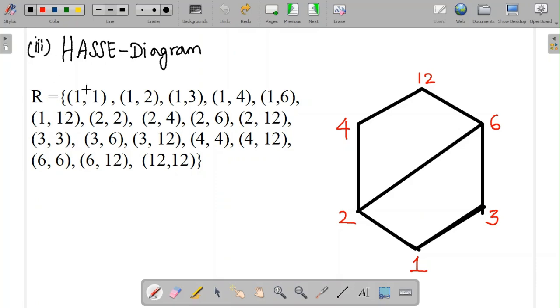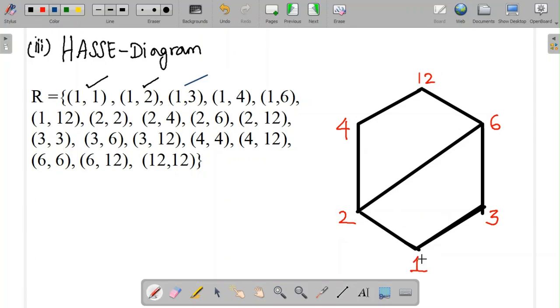So let's find out. The pair 1, 1 need not be represented because it's a loop. The pair 1, 2 is here. This is the one. The pair 1, 3 is here. The pair 1, 4 is not necessary because of the transitive nature. There is a 1, 2, there is a 2, 4, and therefore this 1, 4 is not necessary because all partial orders are by default transitive. So 1, 3 is ready. 1, 4 need not be done.